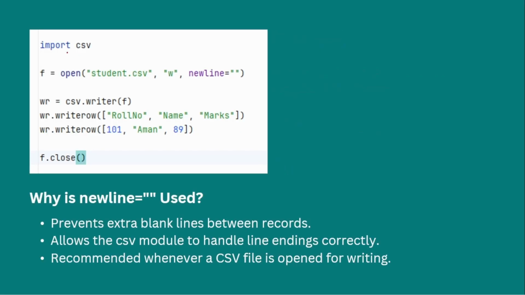So, import csv, f = open student.csv in write mode, newline equals empty quotes. We are writing into the file using csv.writer(f). Then wr.writerow, we'll be writing the first row, roll number, name, marks, then this row, 101, Aman, 89, and then finally we're closing the file. So here newline is used. It prevents extra blank lines between records, allows the CSV module to handle line endings correctly, and is recommended whenever a CSV file is opened for writing. So whenever we are opening it for writing, it is recommended that we use newline equals empty quotes.